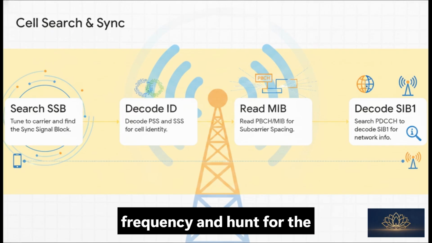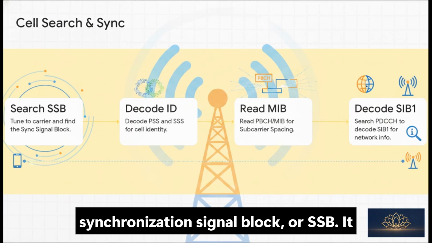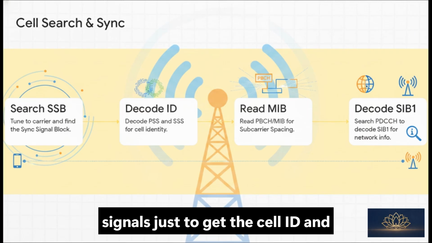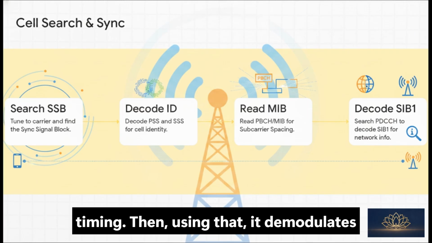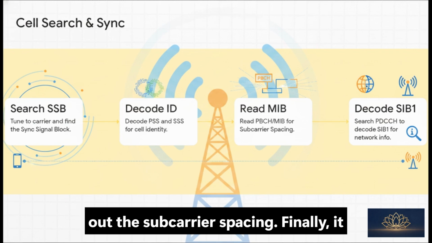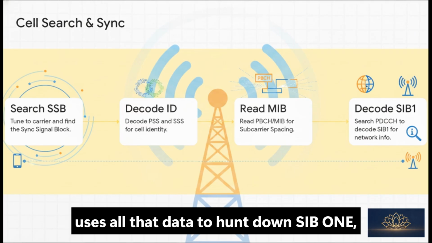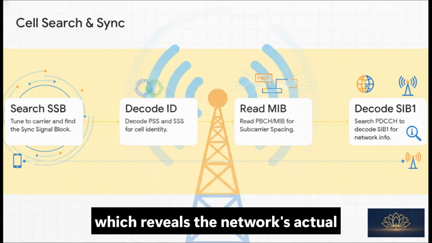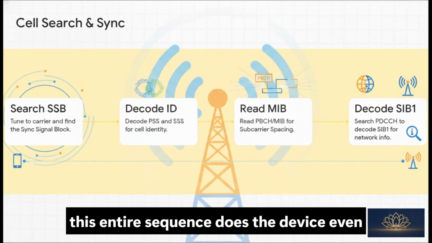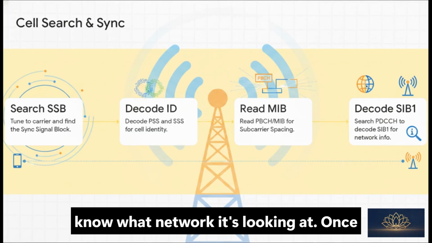First, it has to tune to the carrier frequency and hunt for the synchronization signal block, or SSB. It decodes the primary and secondary sync signals just to get the cell ID and timing. Then, using that, it demodulates the master information block to figure out the subcarrier spacing. Finally, it uses all that data to hunt down SIB1, which reveals the network's actual identity, like the PLMN ID. Only after this entire sequence does the device even know what network it's looking at.